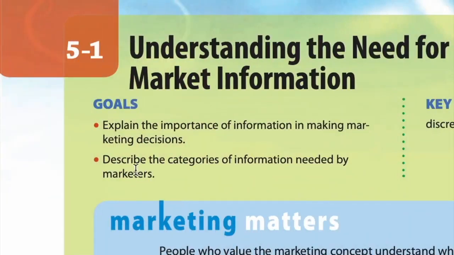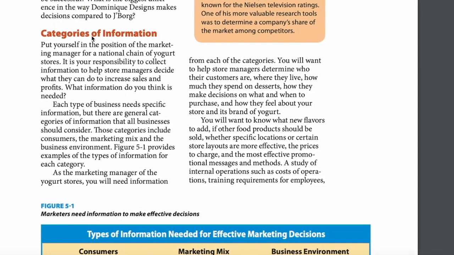And next we have described the categories of information needed by marketers. Well, this segment of the chapter starts out with an interesting sentence. Put yourself in the position of the marketing manager for a national chain of yogurt stores. It is your responsibility to collect information to help the store managers decide what they can do to increase sales and profits. What information do you think is needed?